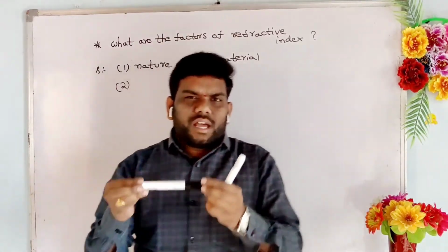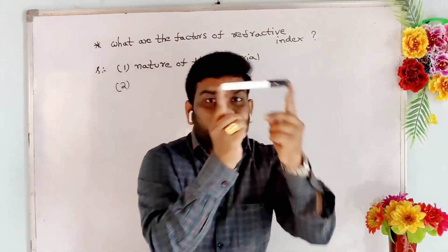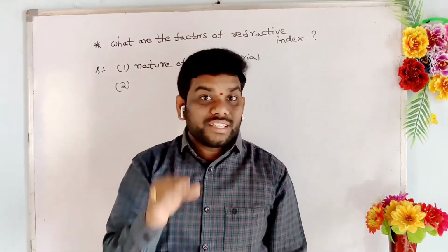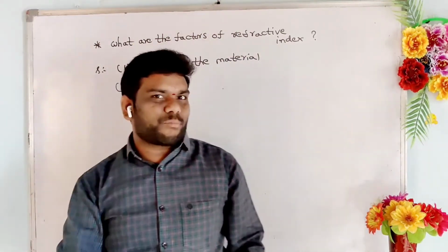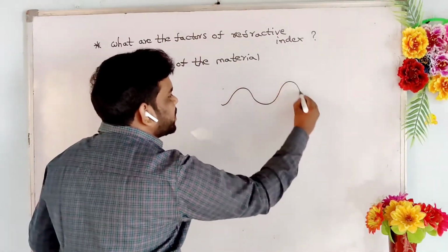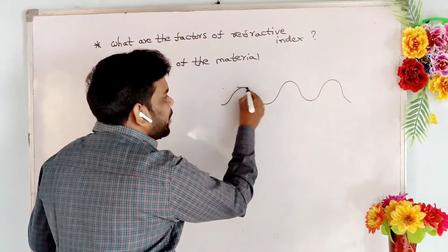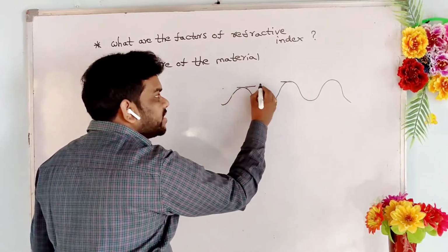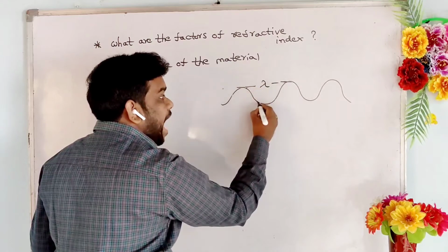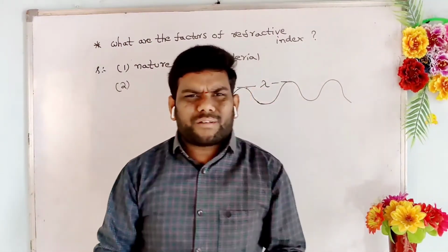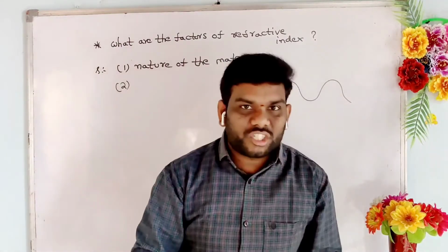Wavelength means light is in the form of a waveform. This wavelength is important. Generally if we consider a wave like this, this is a peak, this is a peak. The distance between two peaks is the wavelength, called lambda. We will learn about this wavelength well in the concept of the human eye.